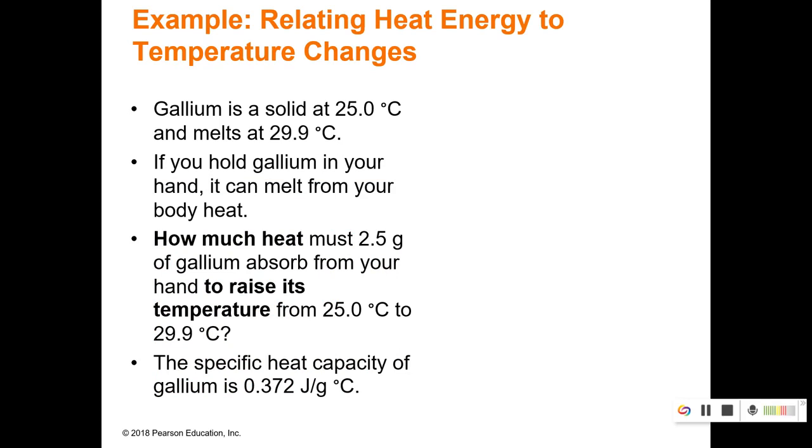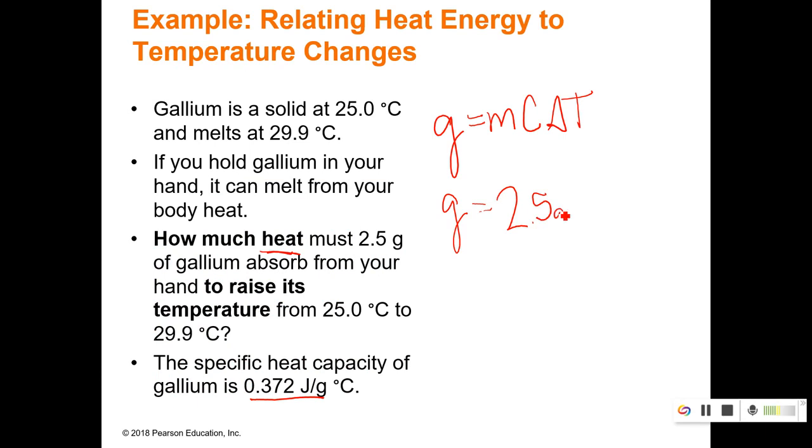So we're going to do a problem. It says gallium is a solid at 25 Celsius. It melts at 29.9. It tells us the specific heat, and it says how much heat. So here's our equation. Q is equal to mc delta T. Q is what we're looking for. Mass is 2.5 grams. C, it also tells us, 0.372 joules per gram degree Celsius. And then our temperature difference, because it's final minus initial, is 4.9 Celsius. Again, I got that from subtracting 29.9 and 25.